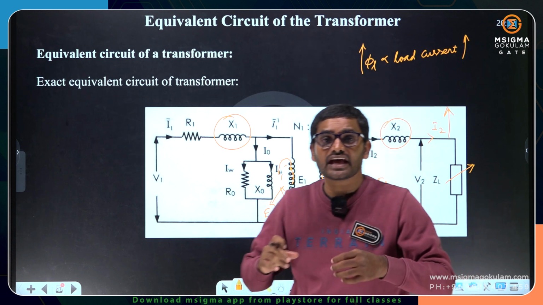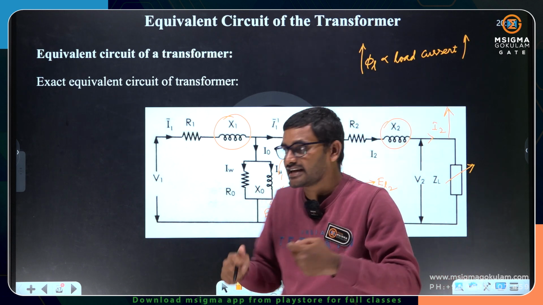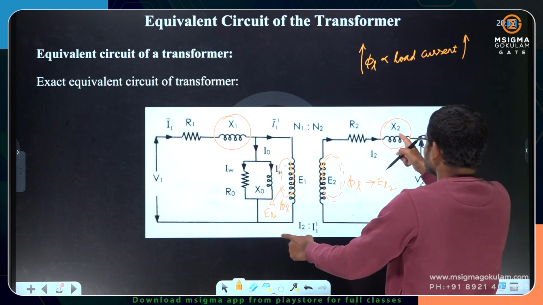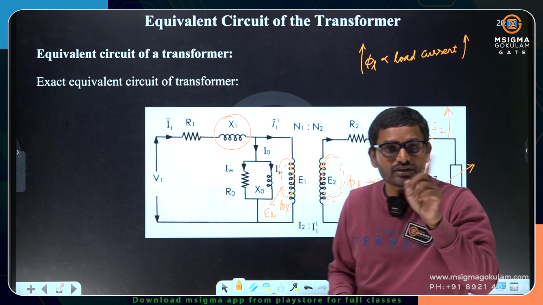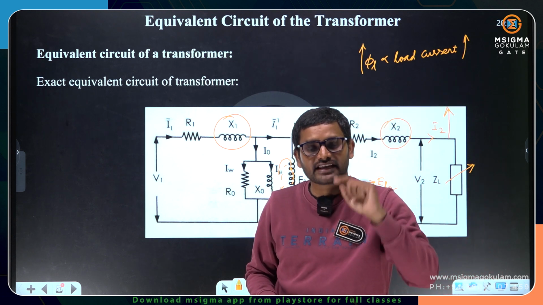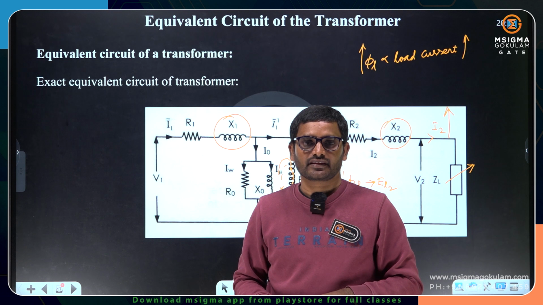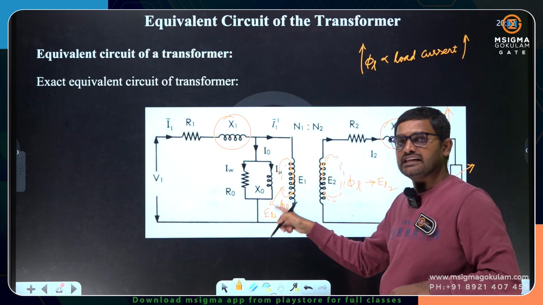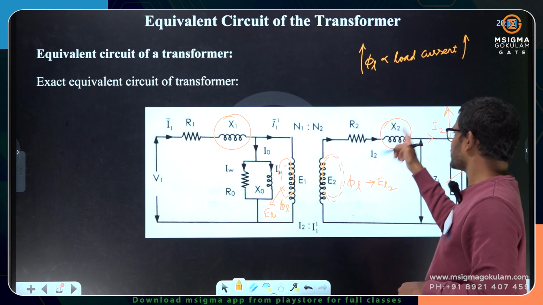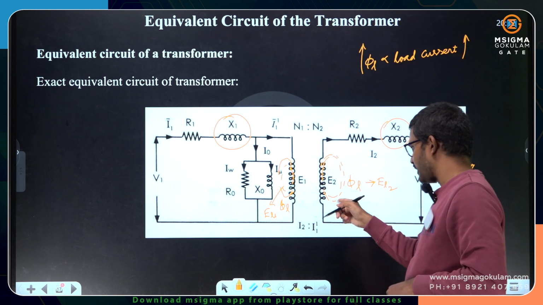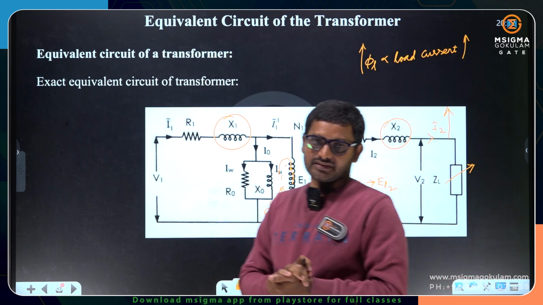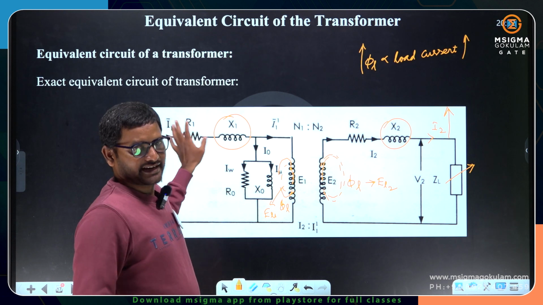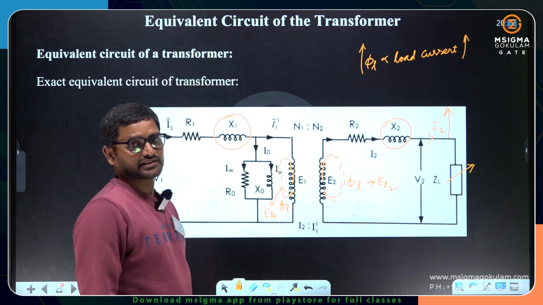X1 and X2 are assumed reactances to compensate the leakage induced EMFs. X1 is to compensate EL1, X2 is to compensate EL2. X1 and X2 are not the winding reactances of the primary and secondary. X1 is the reactance assumed to compensate the leakage induced EMF in the primary. X2 is the reactance assumed to compensate the induced EMF in the secondary. The resistance R1 is the primary winding resistance, R2 is the secondary winding resistance.